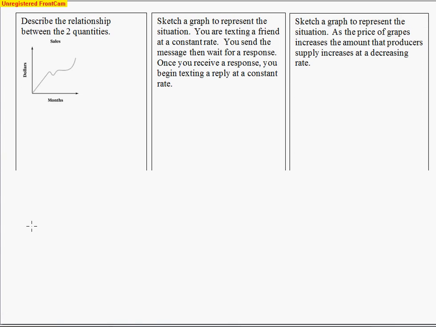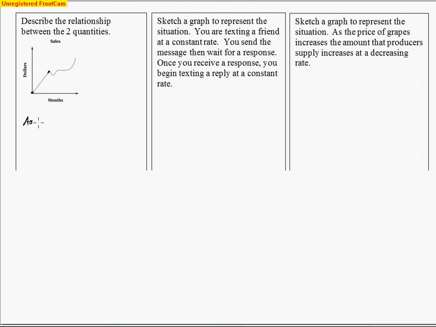And it says describe the relationship between the two quantities. Okay, so we have dollars and months. Now, this looks like a straight line, and so that's a constant rate of change. So we would say dollars as months increase. And now notice how all the time the graph is never coming back, and it can't really come back because that would be going back in time.